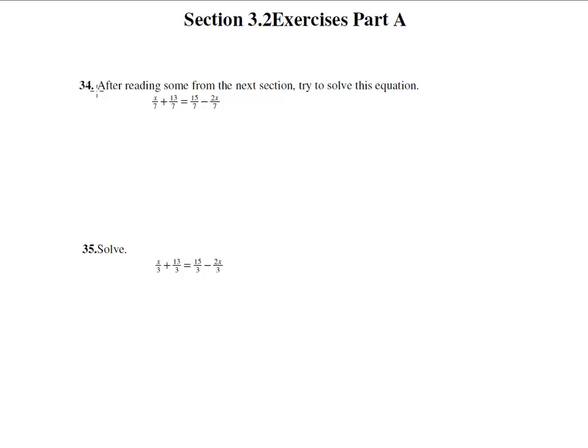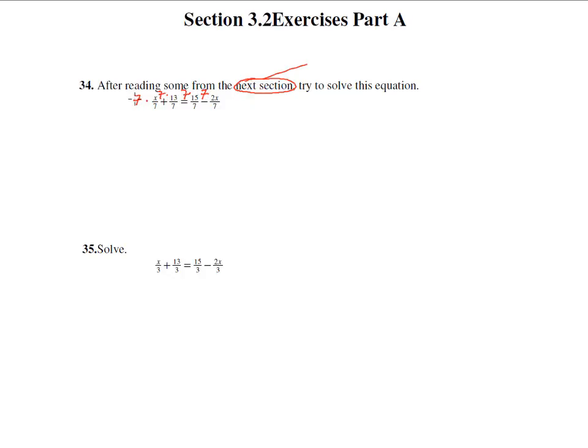Number 34, it says, after reading some from the next section, try to solve this equation. Well, in the next section, it talks about how to get rid of fractions. And here's the gist of it. It says x divided by 7 plus 13 divided by 7 equals 15 divided by 7 minus 2x divided by 7. Ew, we've got a whole bunch of fractions here, but it's all divided by 7. So we can times everything by 7 if we want to.